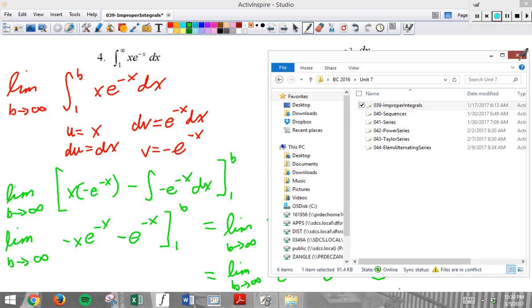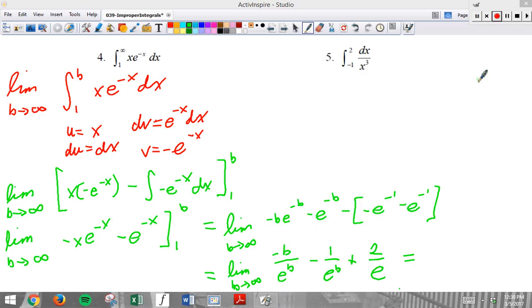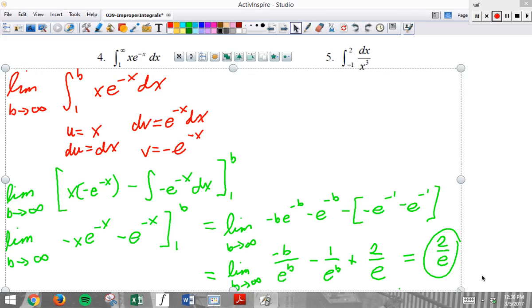I'll just close this out. Sorry. You need to know that fact. e is going faster than any polynomial. So this one's going to 0, this one's going to 0. So this improper integral converges to 2 over e. I wrote really big on this slide. I don't know why.